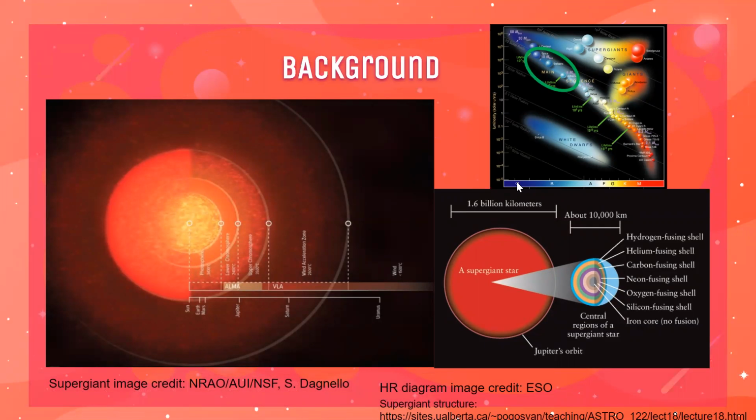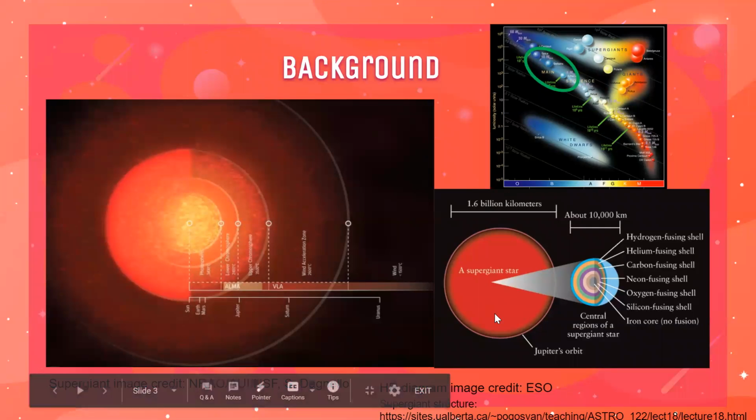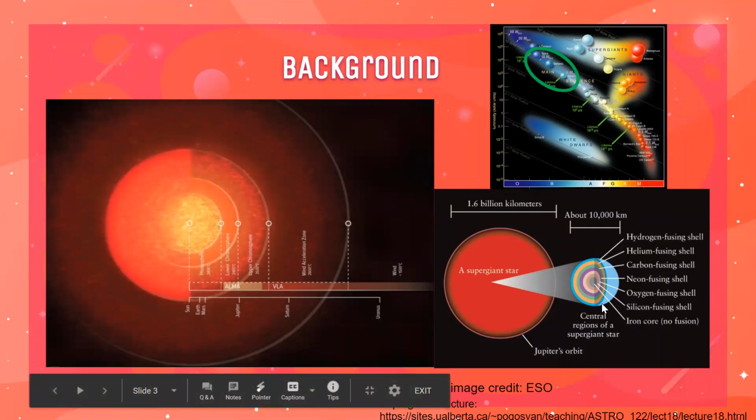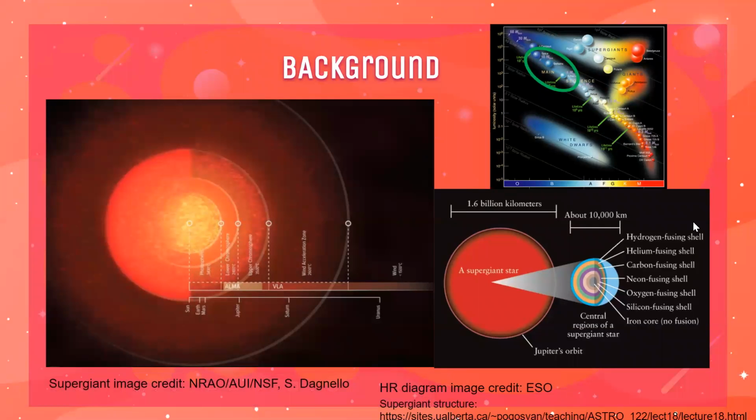The HR diagram is an astronomy tool for telling you the temperature and the luminosity of a star, and luminosity is just how much energy the star puts out. A supergiant star has an onion-shaped structure. They have different layers of heavy elements in their cores, and the star is powered by shell burning, which causes a strong stellar wind.